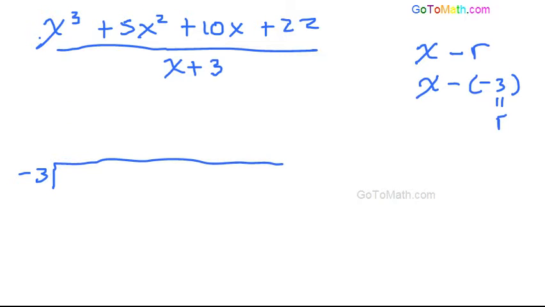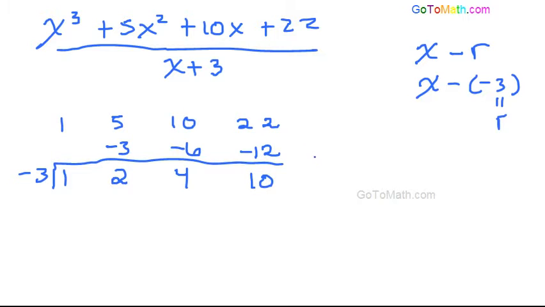Okay, so we're going to put in our coefficients. We got 1, 5, 10, and 22, it looks like. So we'll take that 1 and bring it diagonally down. So we have negative 3 times 1 is negative 3. Add those two together, you get 2. Negative 3 times 2 is negative 6. Add them together, you get 4. Negative 3 times 4 is negative 12. And what is that? That's going to be 10, right? Okay.